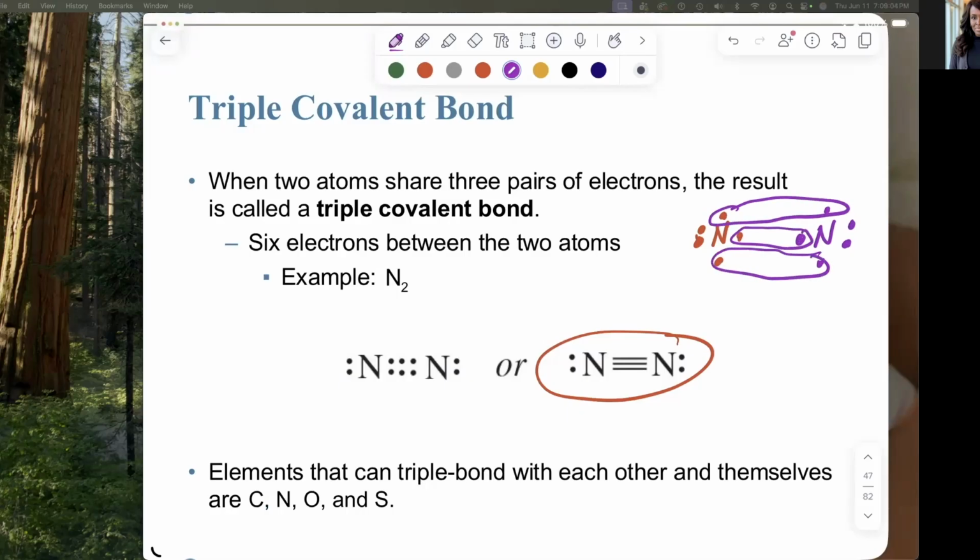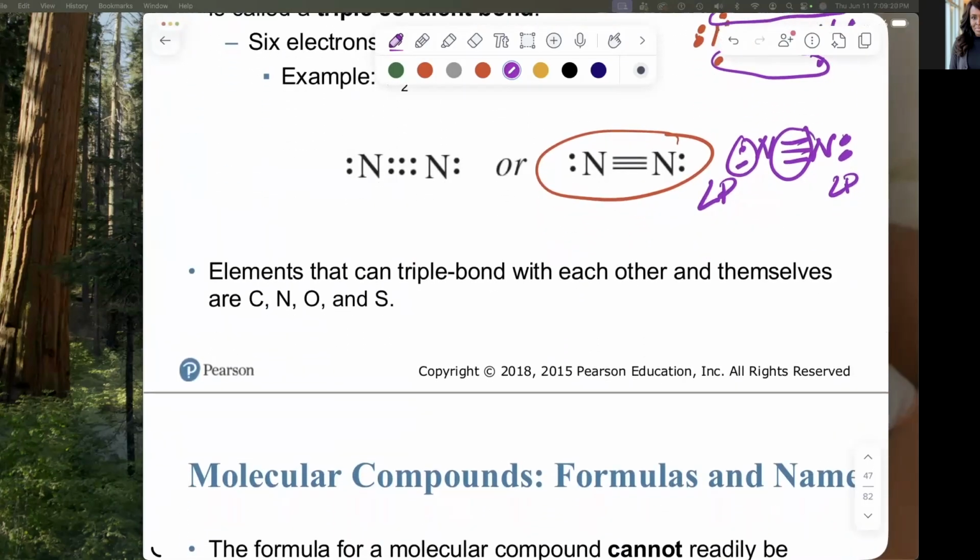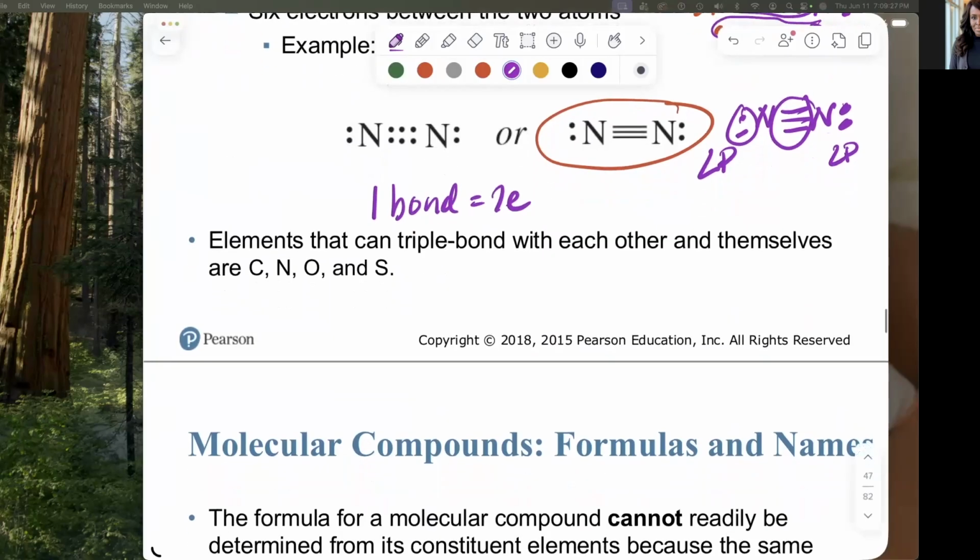So in the end, we end up with 3 lines symbolizing the sharing, and then 2 electrons on either side, right? The lone pair here for the left one, lone pair for the right one, and they're sharing 6 electrons, okay? So here we have a triple bond. Remember, each one bond represents 2 electrons. Elements that can triple bond with themselves are carbon, nitrogen, oxygen, and sulfur.